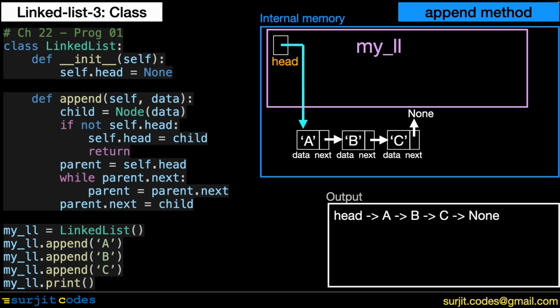We end the program after the printing of myll object of the linked list class. We must understand that this print is a method of the linked list class and not the print statement of Python language.